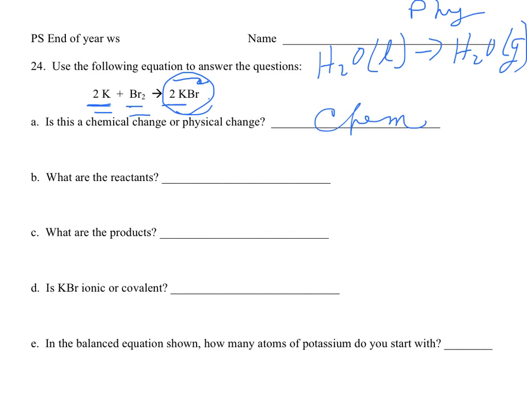The reactants are what we start with. So we have the potassium and the bromine as our reactants. Products, what we end with. So we have KBr. Is KBr ionic or covalent? If you look at your periodic table, you see that potassium, K, is a metal, therefore it is ionic.